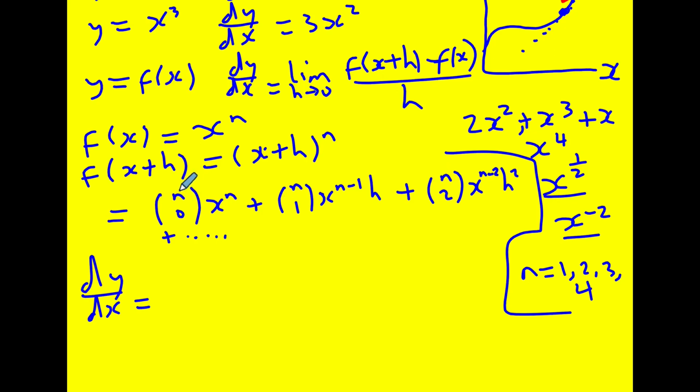Now I just need to work these out. Actually, this one is just equal to 1. So it's x to the n. This one is just equal to n. So it's n x to the n minus 1 h. This one gets a bit more complicated, n factorial over n minus 2 factorial, x to the n minus 2 h squared.